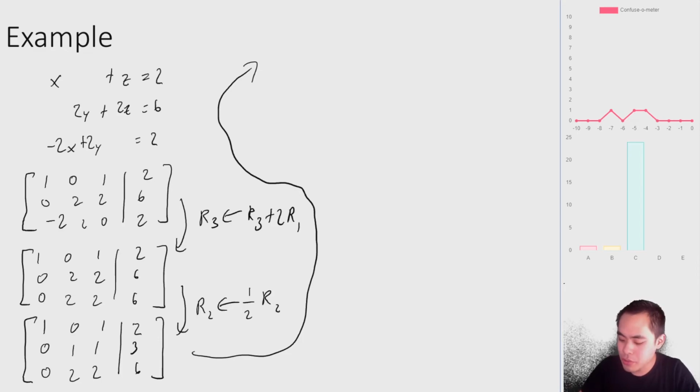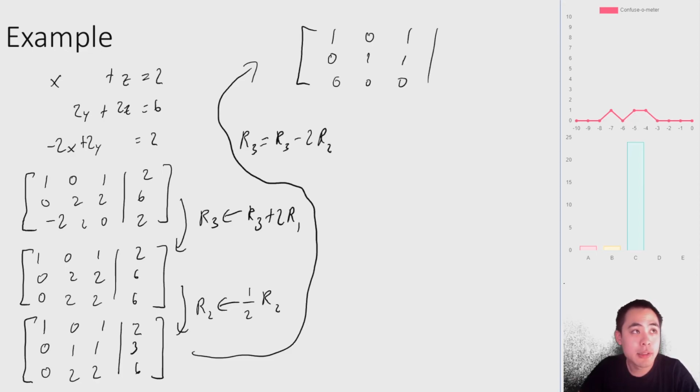And then the next thing we're going to do is take row 3 to be equal to row 3 minus 2 times row 2. This is going to give you 1, 0, 1, 2, 0, 1, 1, 3, 0, 0, 0, 0. And so now this happens to be in reduced row echelon form.